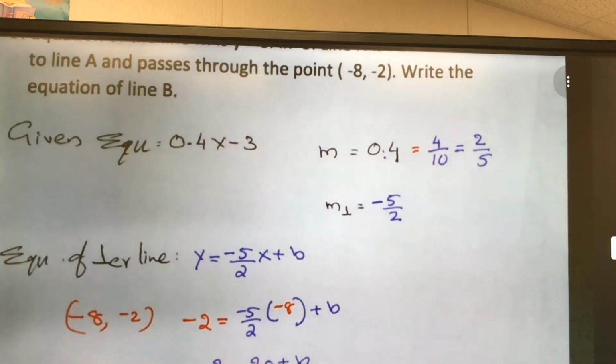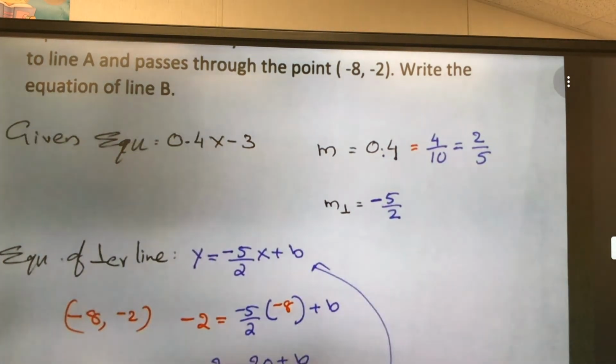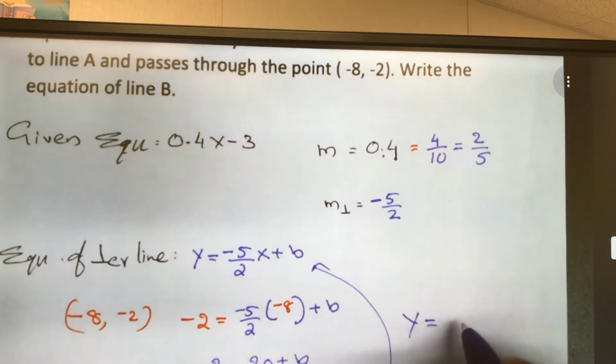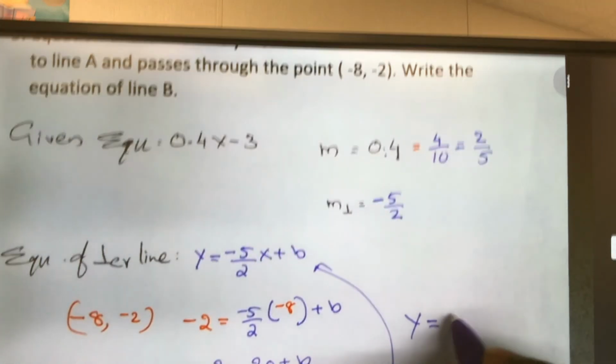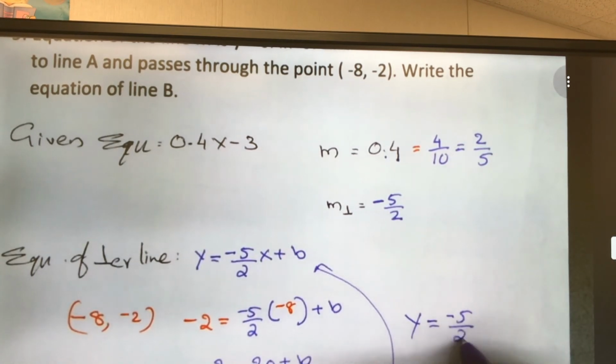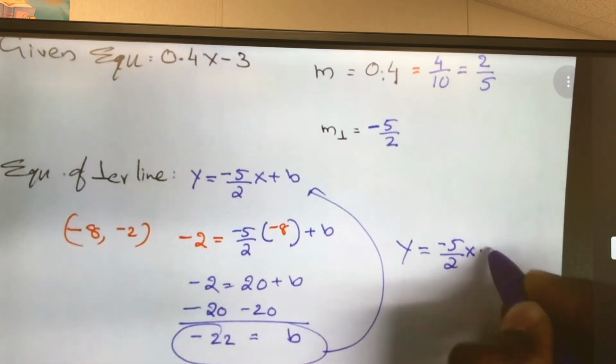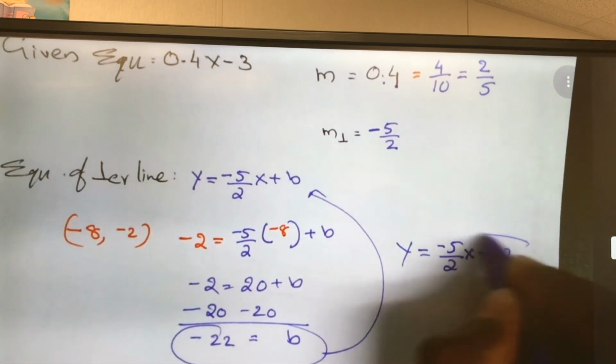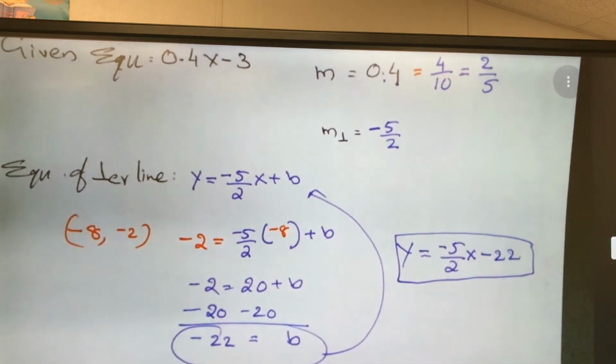Now I have the b, so replace the b here. I will get the equation of the perpendicular line: y is equal to negative 5 over 2 x. What is my b? Negative 22. So that will be the equation of my perpendicular line.